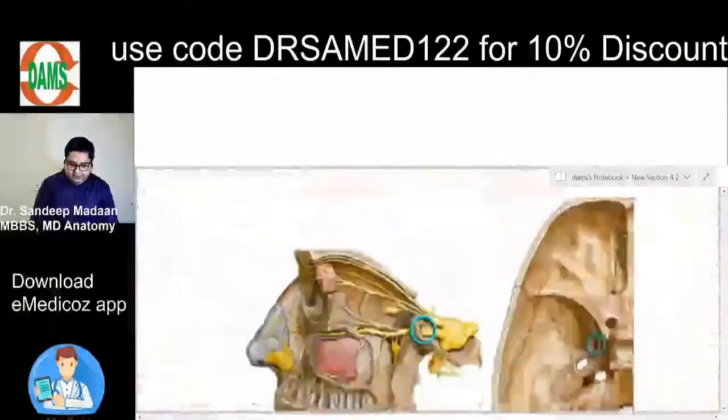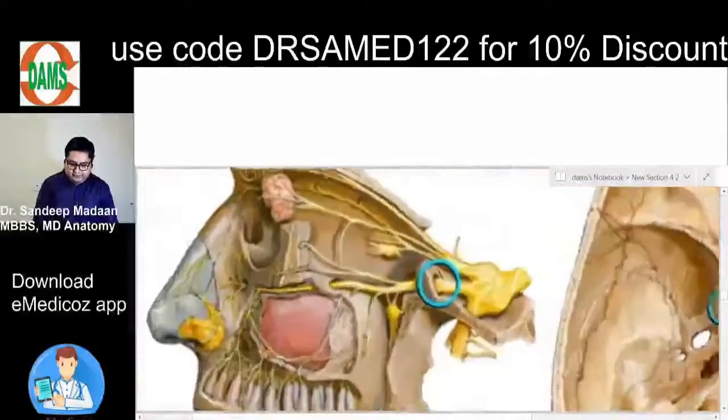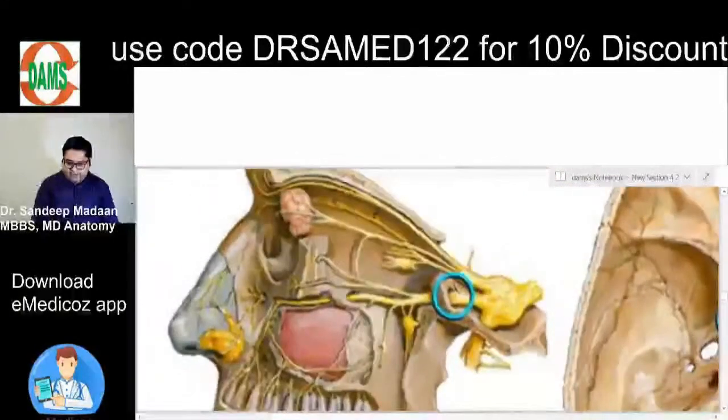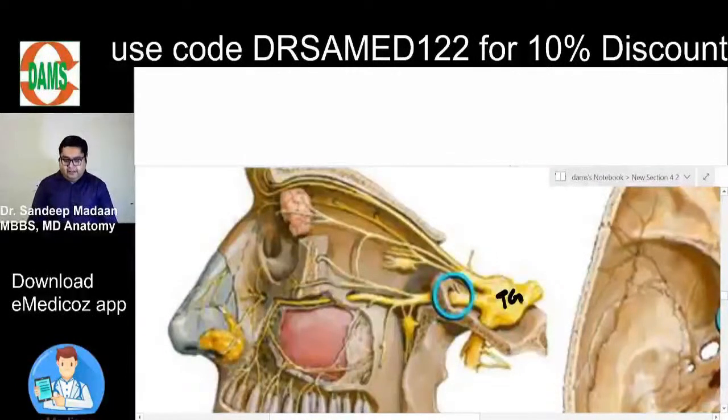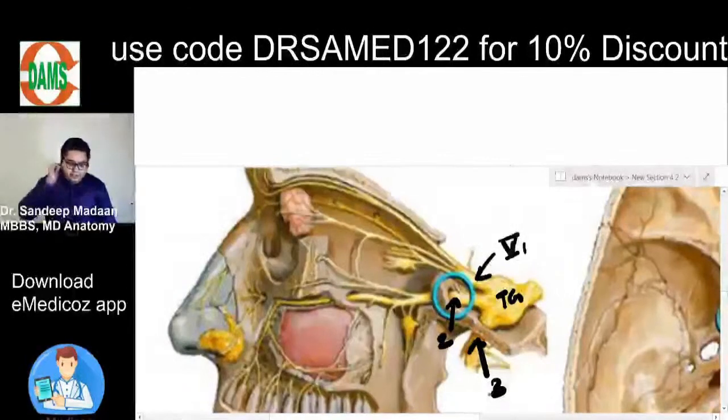Here in this diagram we can see the trigeminal ganglion, right? Here we can see V1, this one is V2, and the marked foramen is the foramen rotundum, and this is V3. Now the first division, the ophthalmic, is dividing into three branches. Let us follow each one.